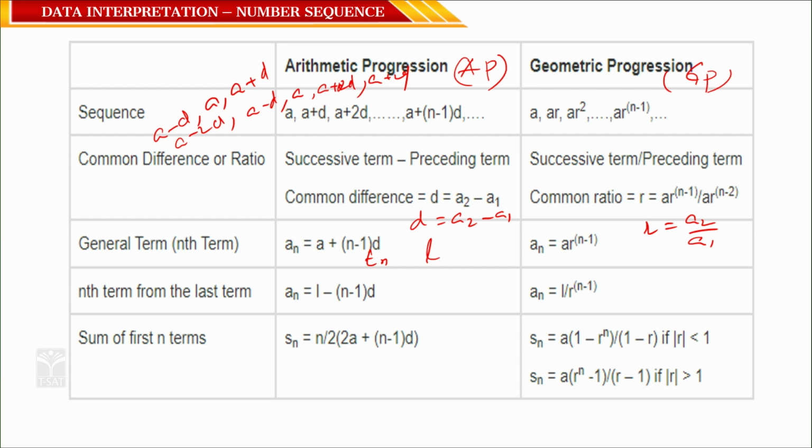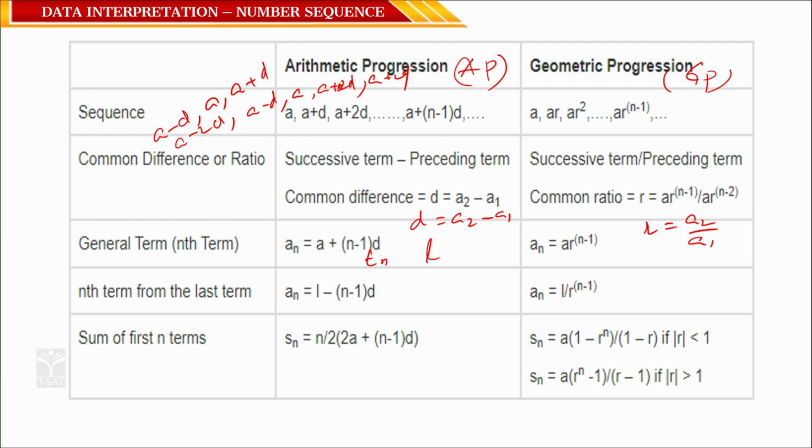Is that clear? When you come to the geometric progression, the nth term an is equal to a of r to the power of n minus 1. Here a is the first term, r is the common ratio and n is the number of terms. That's the comparison between the general term of arithmetic progression and geometric progression. Okay. Now coming to the nth term or the last term. Already I said nth term or last term will be the same.